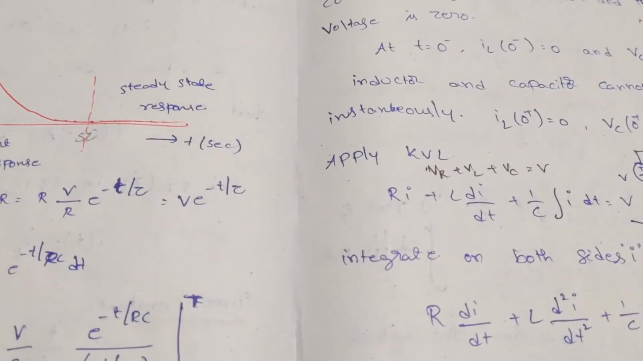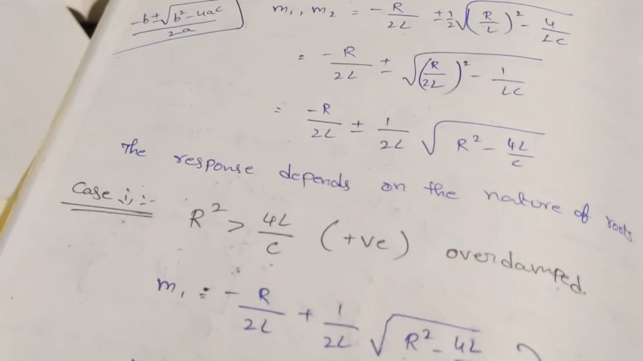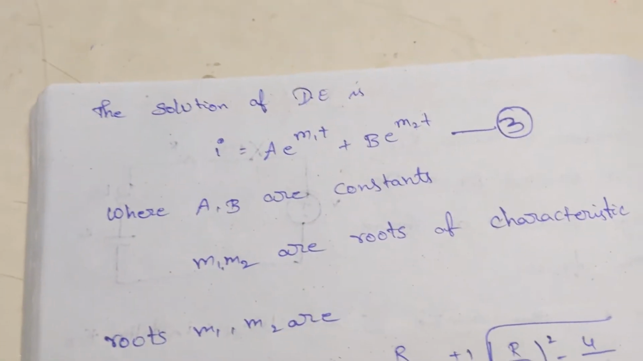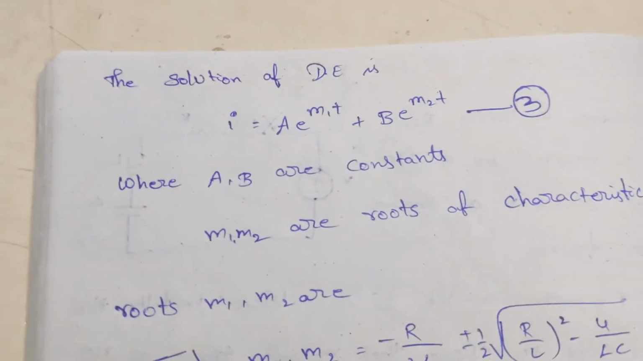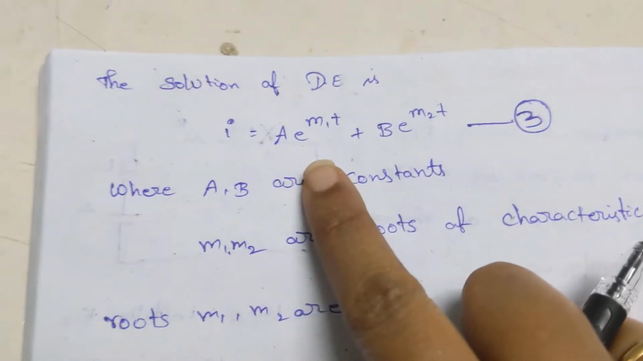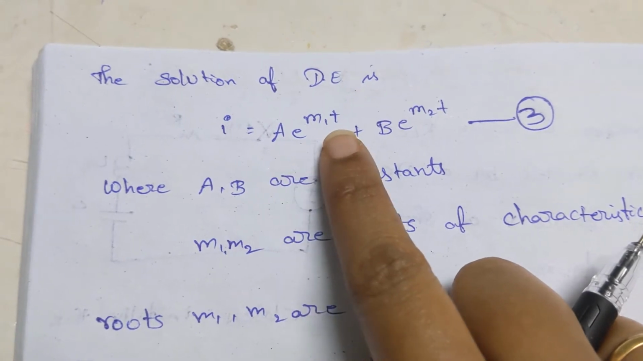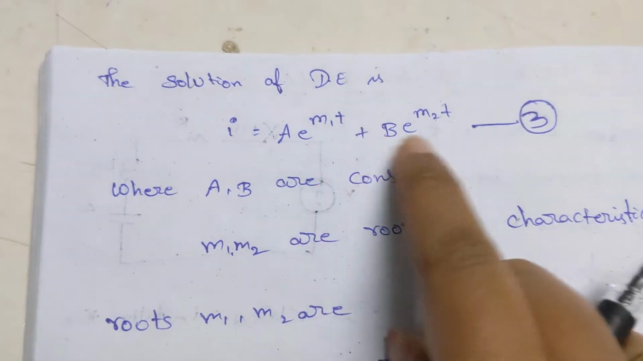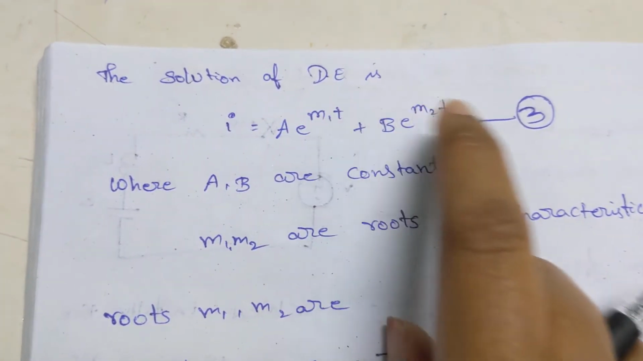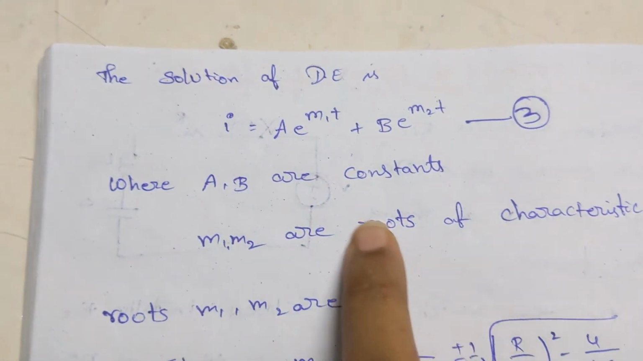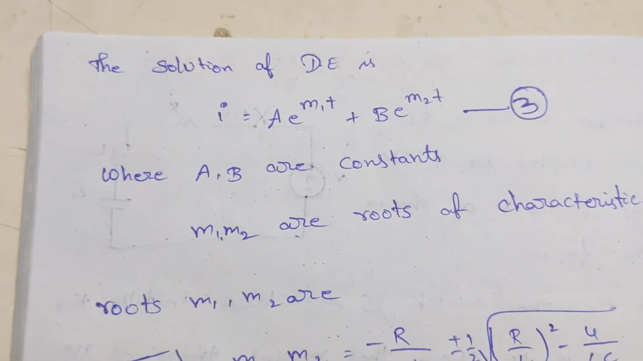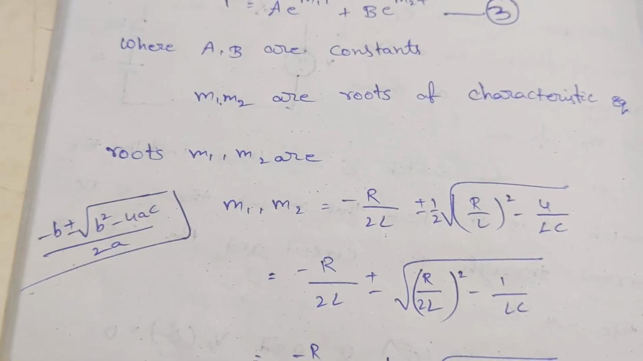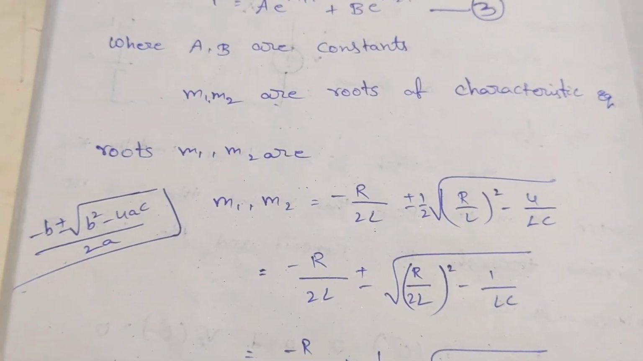When you remember your differential equations, when it has a second order derivative, the solution will be in the form of a e power m1t plus b e power m2t, where a and b are your constants and m1 and m2 are your roots. Already we know that to find the roots, it should be minus b plus or minus root over b square minus 4ac divided by 2a.